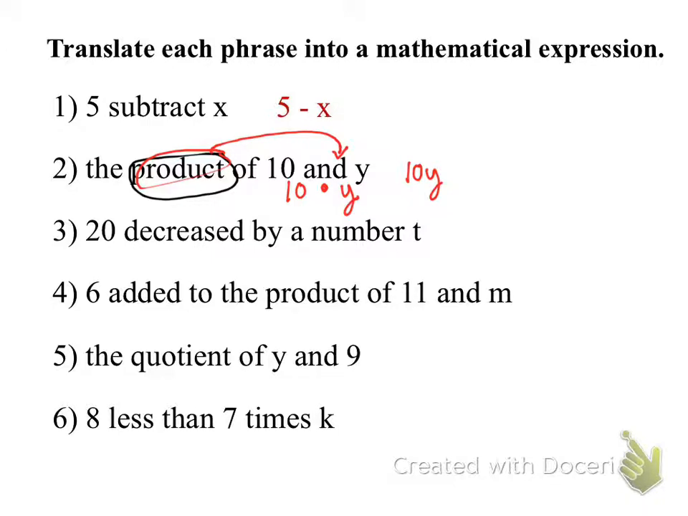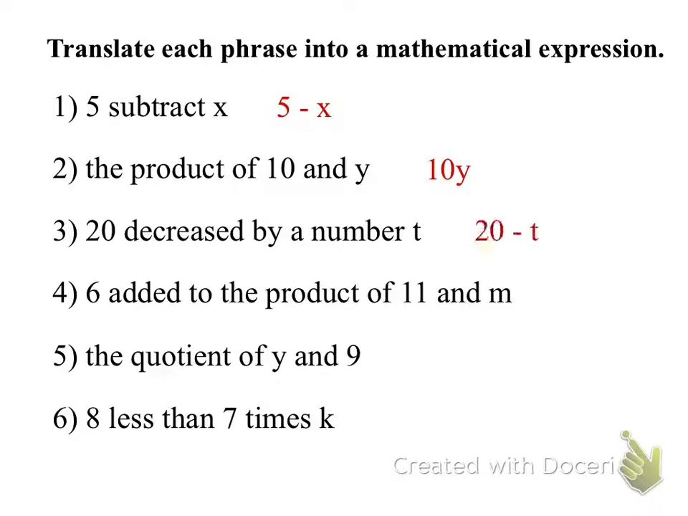Okay, Aaron. Next. Yeah, you're on number 3. 20 divided by d. Decreased by. My age decreased by 1. 20 minus. Good, thank you. Well, this would be 20 minus t, yeah.